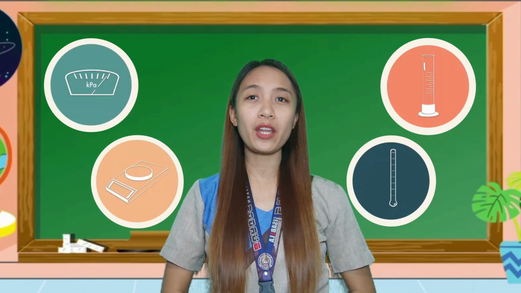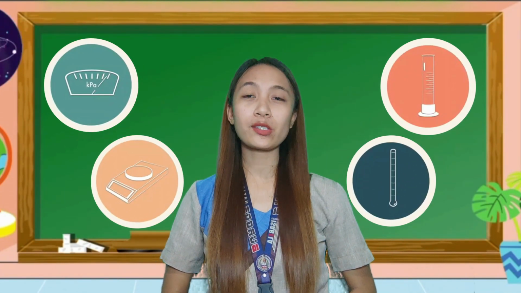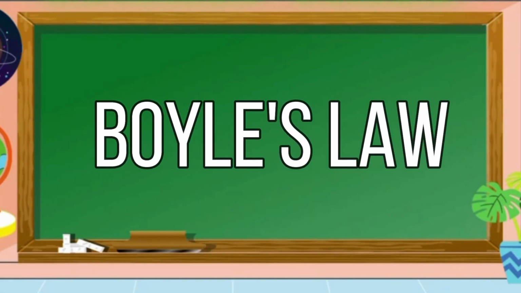Now, all these four variables affect one another, and in order for us to see how one variable affects another variable, we have to hold the other two variables constant. As I have mentioned earlier, the relationship of these four variables can be shown through the different gas laws. So, let's have the first gas law, which is Boyle's Law.